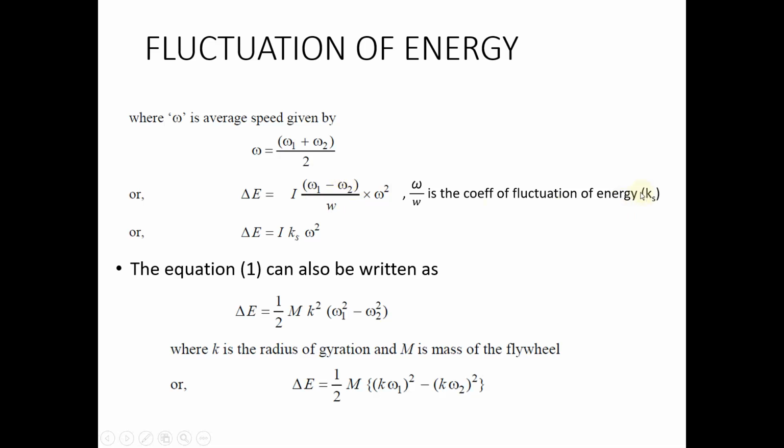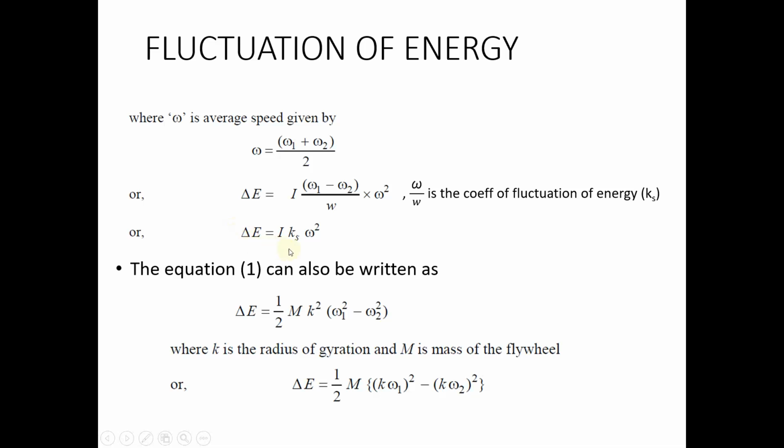So the coefficient of fluctuation of speed is actually defined as the difference between maximum and minimum rotational speeds to the mean speed. Omega 1 minus omega 2 by omega is represented by Ks. So we get this equation as delta E is equal to I into Ks into omega square. So this is the expression for the change in, or the fluctuation of, energy.